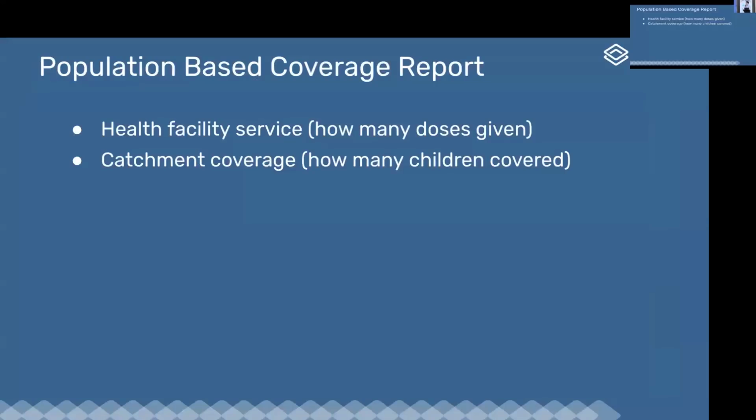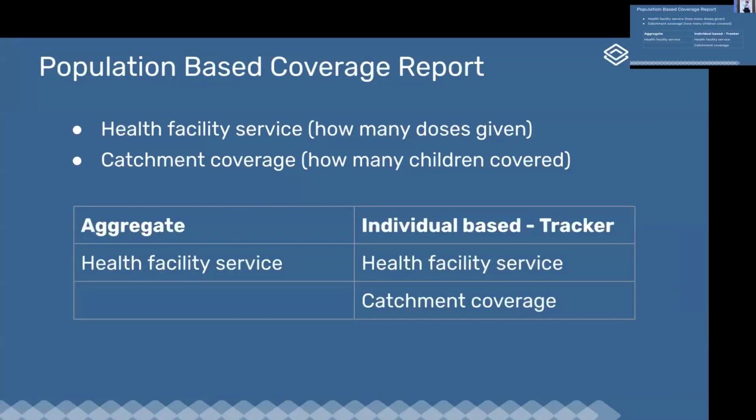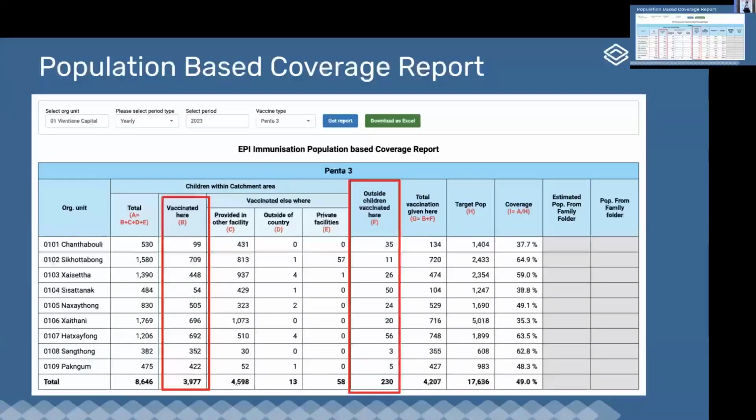And the last one on the report is also important for Laos, and is another reason why we need to move from aggregate to individual-based. With aggregate, we have only facility service, where we can only know how many doses are given at facilities. We don't know where the child is from. But with individual-based or tracker, we can have both. If you want to know how the facility is doing, you can do that. And if you want to do the catchment, that's very important, because if you don't know the address, you cannot count the children. It's very difficult to do that. But with EIR, it's possible. And this is what I can show here.